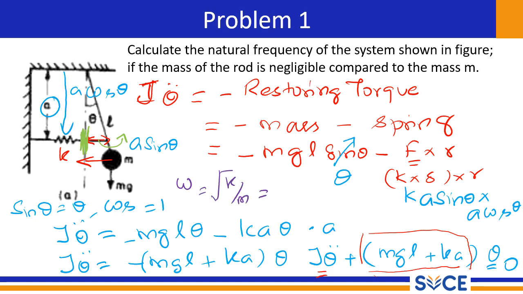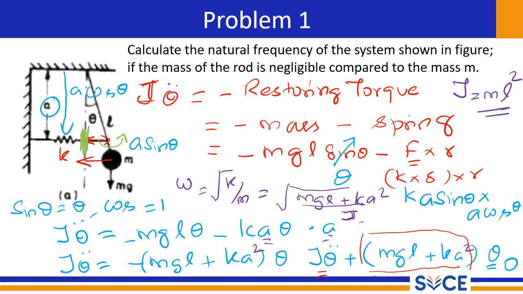If we write it, omega equals root of mgl by ka square. Here it is 2a, so here it's a square divided by g. So this is our natural frequency of this system. Once again, the J also can be written in the form of mass into radius of gyration, that is ml square. So you can substitute this J equal to ml square. With this, the natural frequency of this given system is over.